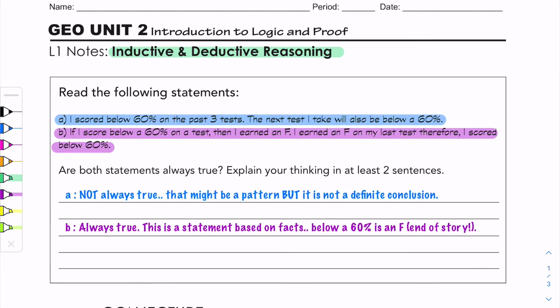For Part B, my answer would be always true. This is a statement based on facts. So if you score a 60 and a 60 is an F, then that is the end of the statement. There's no other questions. That's based on facts.